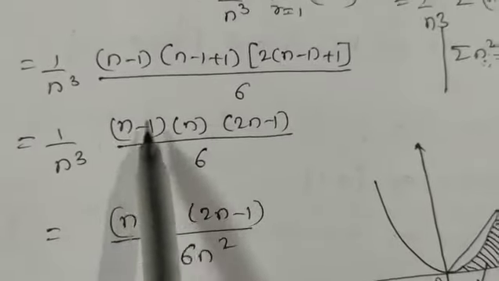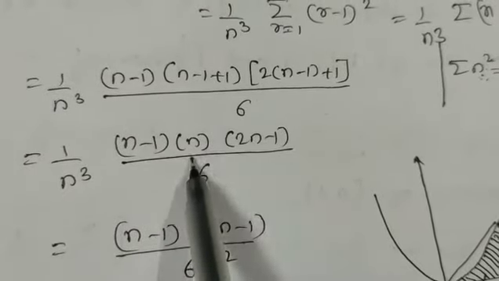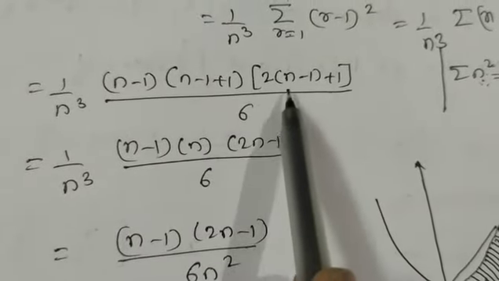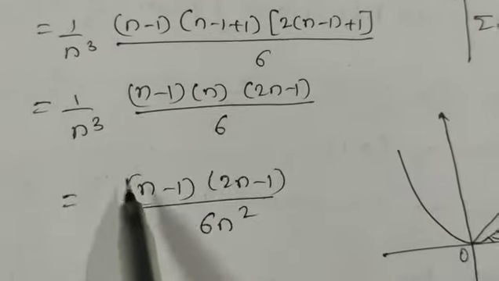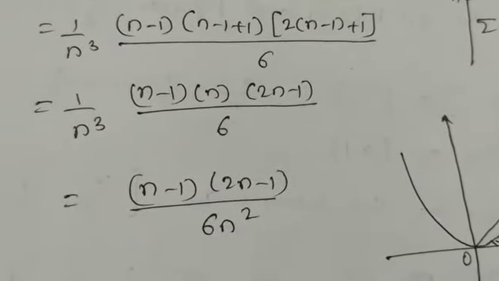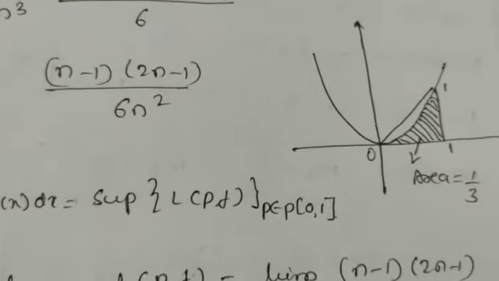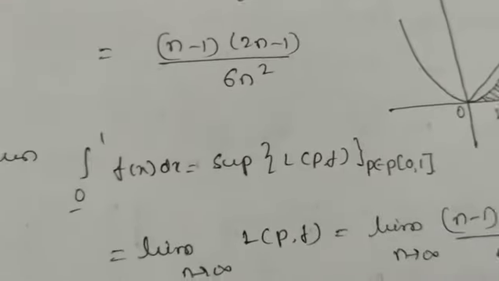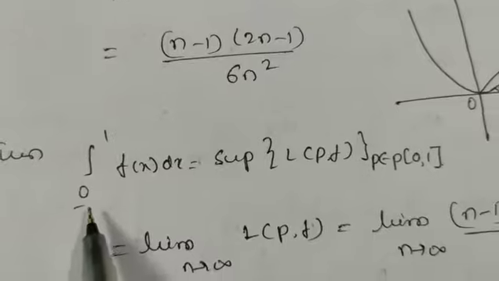So 1 by n square, n minus 1 plus 1 minus 1 is n, and 2n minus 2 plus 1 is 2n minus 1, divided by 6. Again one n gets cancelled, it is (n minus 1) into (2n minus 1) divided by 6n square. So this is the lower Riemann sum, and the earlier one was the upper Riemann sum.